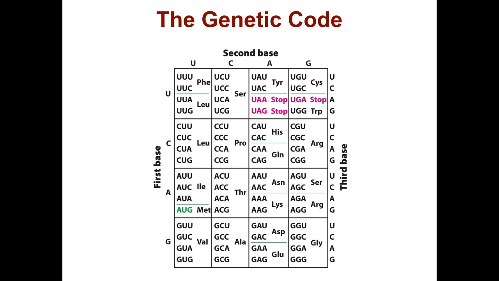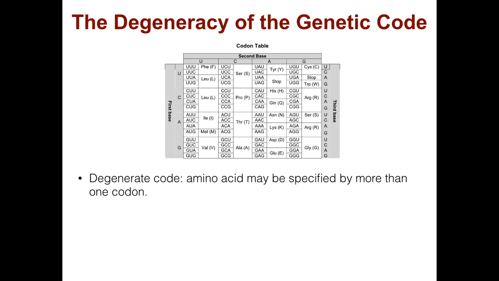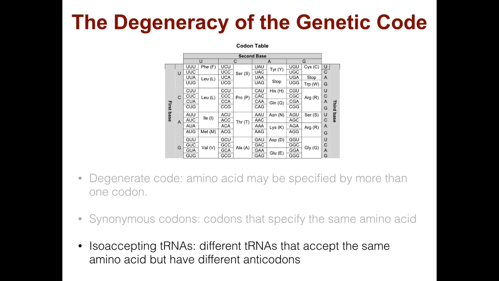Methionine only has 1, AUG. And there are also 3 stop codons, UAA, UAG, and UGA. The genetic code is sometimes called degenerate in a sense. So a degenerate code means that an amino acid may be specified by more than one codon. So you have synonymous codons, codons that specify the same amino acid. And you have iso-accepting tRNAs, different tRNAs that accept the same amino acid but have different anticodons.